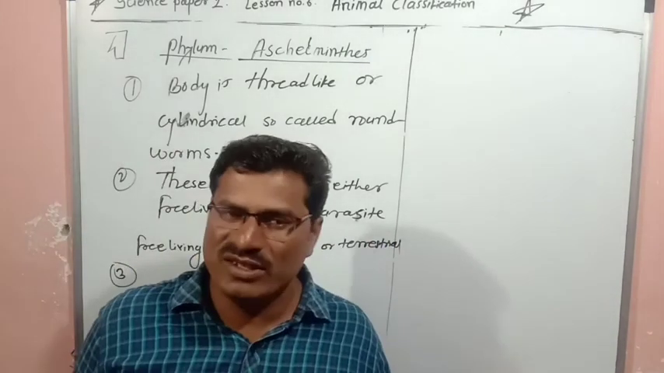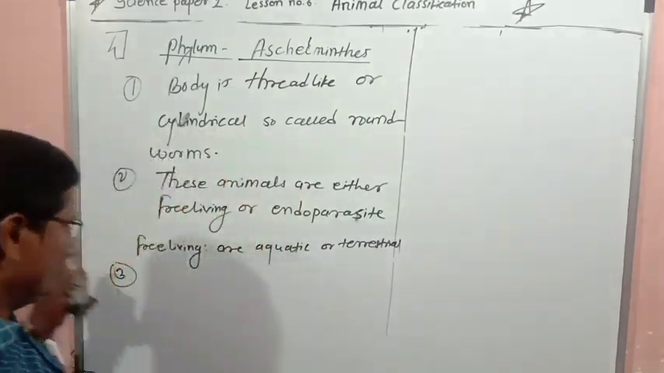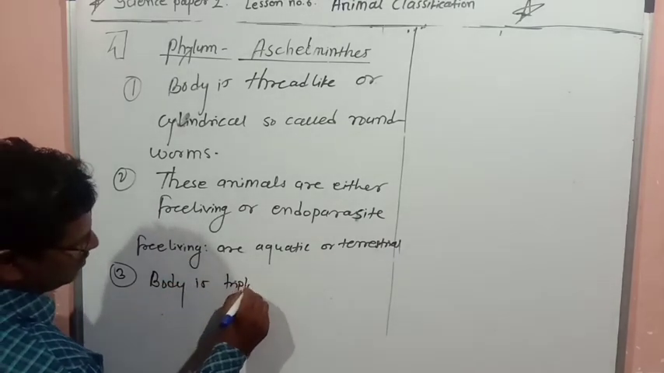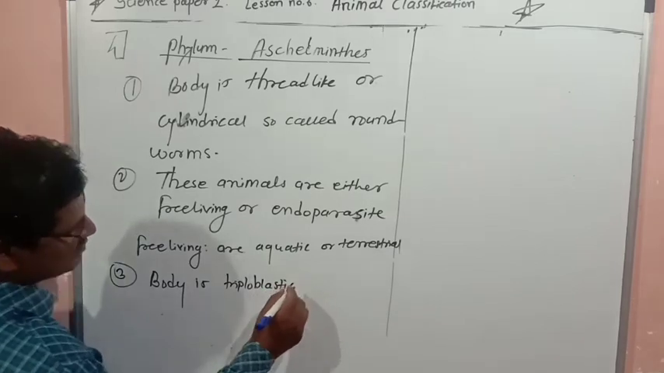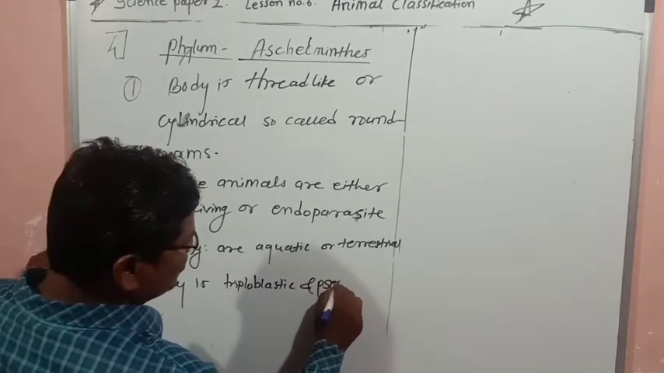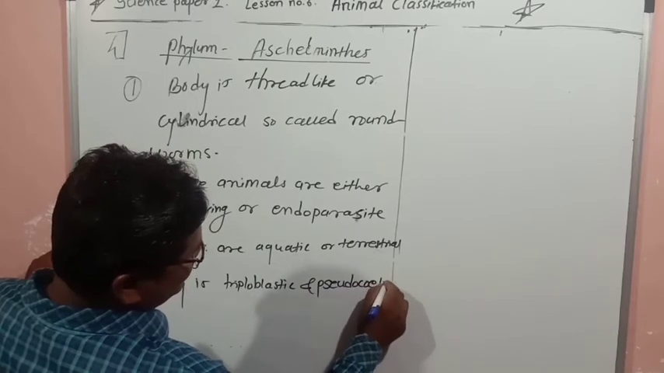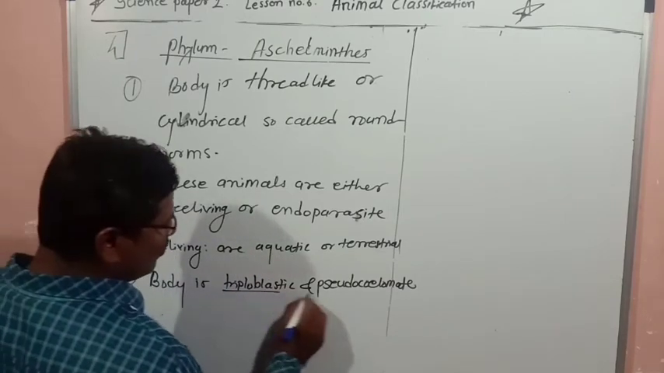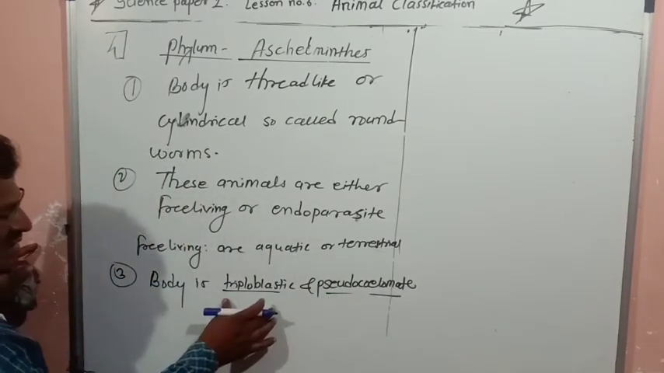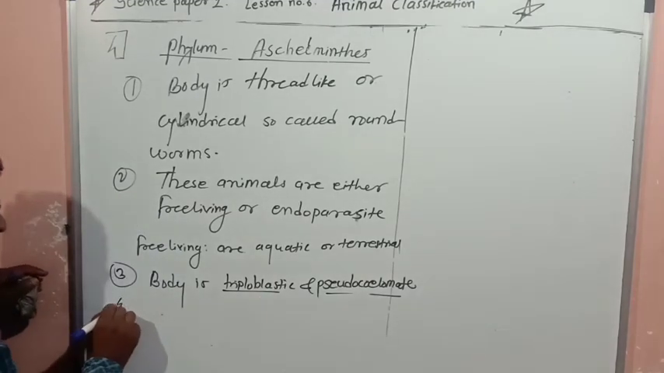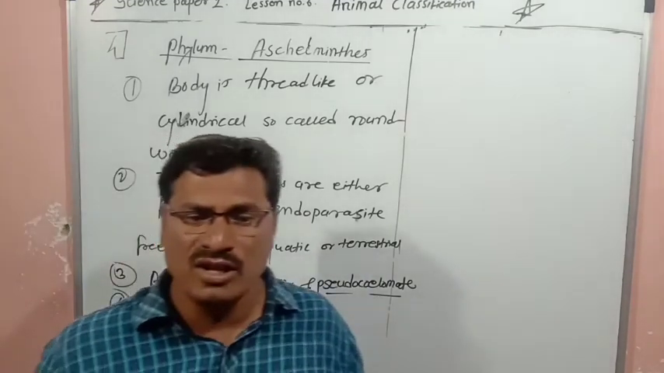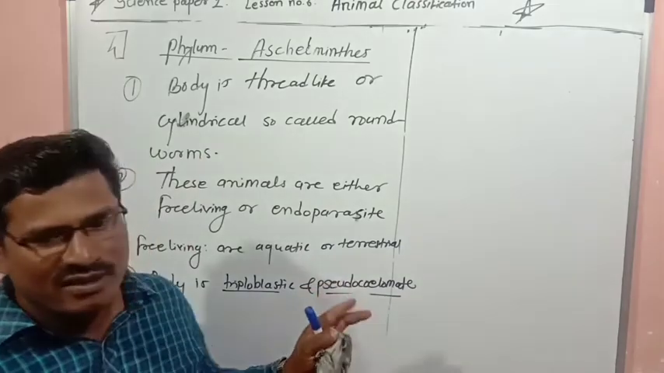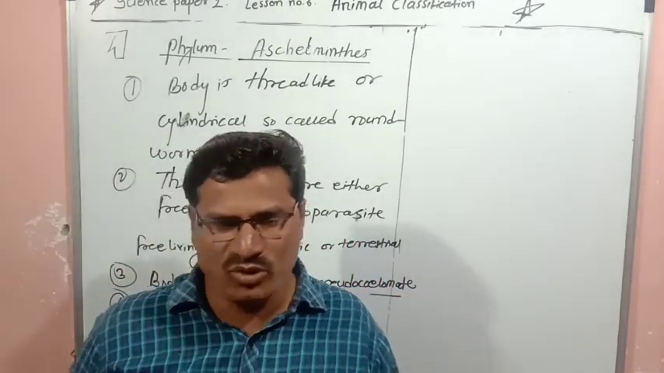The third point is that their body is triploblastic and pseudocoelomate. Triploblastic means 3 germ layers. The fourth point is that the body is non-segmented and it is covered by tough cuticle.